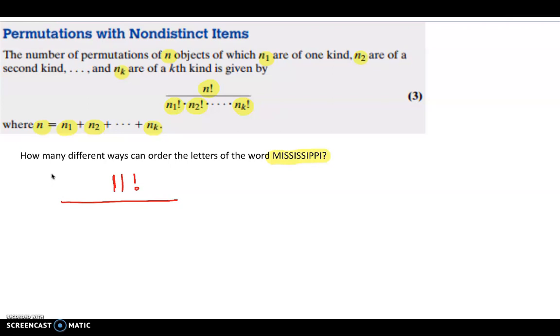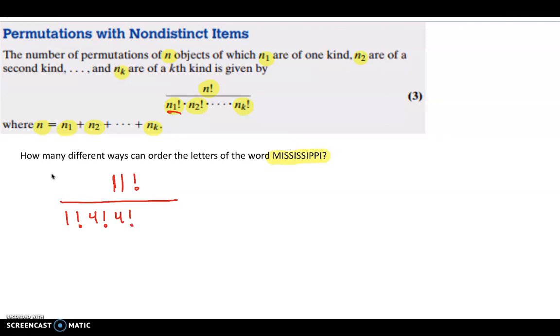Then you divide that thing by, okay, and then you just look at the letters. M, how many different M's are there? There's 1. So we do 1 factorial. So this is kind of like the n1. Then the next letter is I. I count in there 4 I's. So then I would divide by a 4 factorial. That's for all of the I's. And then S, there are also 4 S's.